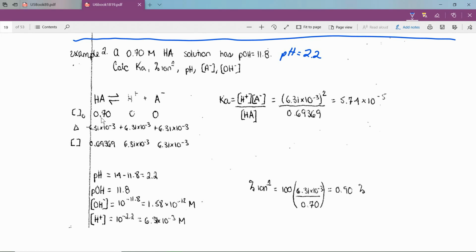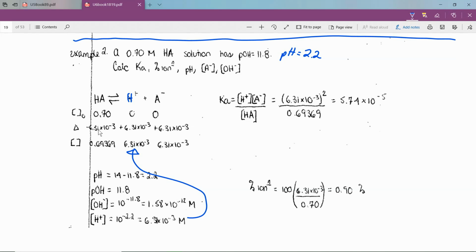So HA, my ICE diagram, I start with 0.7 molar. I don't have any H plus or A minus to begin with. And then, how do I get these equilibrium values? Well, I got the pH, right? 14 minus 11.8. So my H plus is 10 to the minus 2.2, 6.31 by 10 to the minus 3. Yeah, I can get the OH minus as well, 10 to the minus 11.8, 1.58 by 10 to the minus 12. But it's the H plus that I have to plug into my ICE diagram. So it's 6.31 by 10 to the minus 3. So that goes in for my H plus. My A minus is also 6.31 by 10 to the minus 3, right?